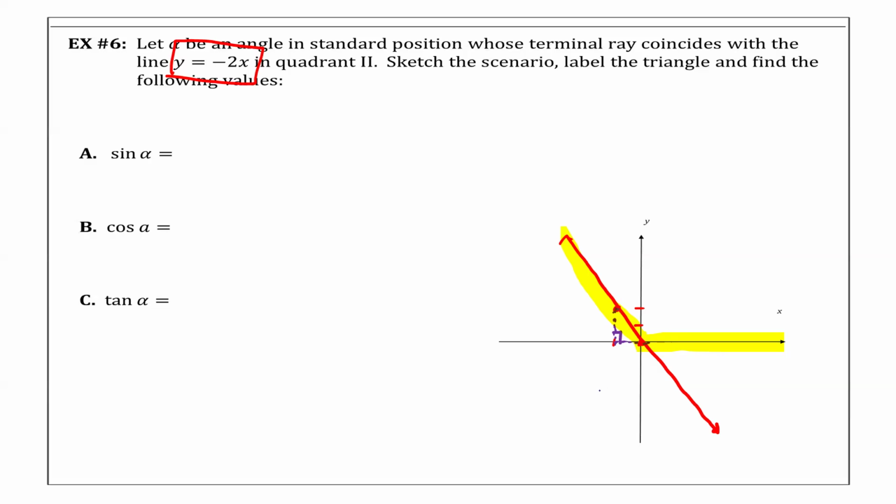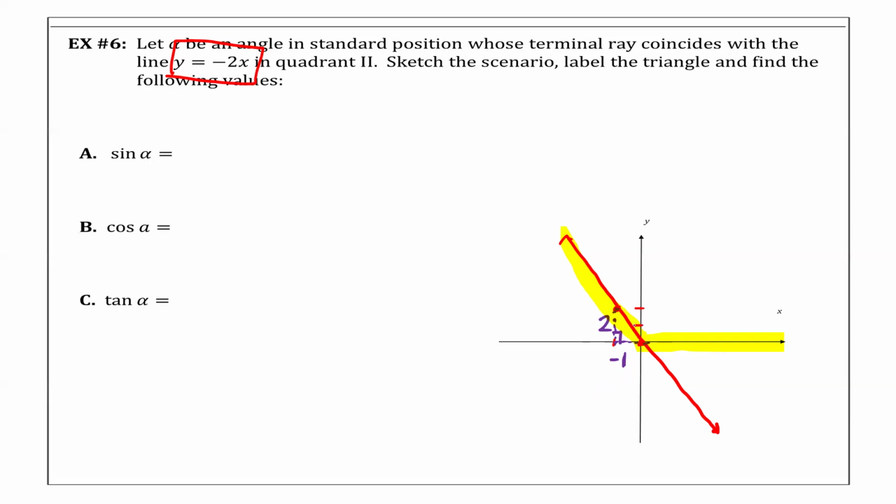Now I'm going to identify a point here. So what is my horizontal displacement? 1. I don't know why I made it so small. I could have gone big. Yes, it would be a negative 1. And what is my vertical displacement? 2. My vertical displacement is 2.